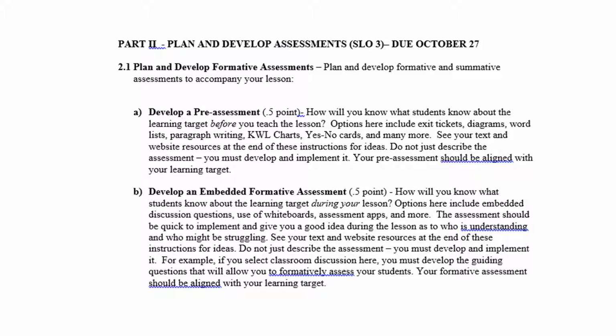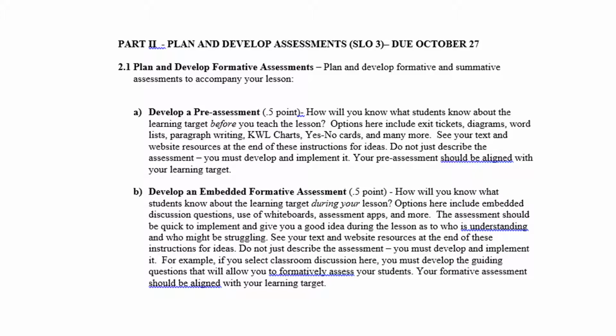And there are several parts to it. It says to develop a pre-assessment. So you've already selected your standard and described your lesson. Now the pre-assessment will state how you will know what students know about the topic. So you might talk about an exit ticket, diagram, word list, paragraph writing, KWL charts, yes/no cards, and many more.